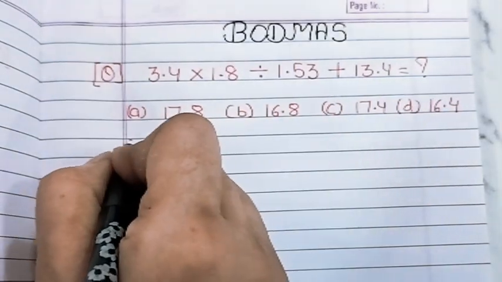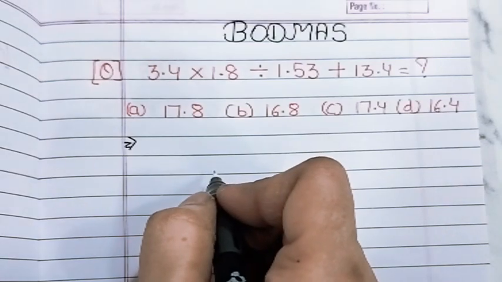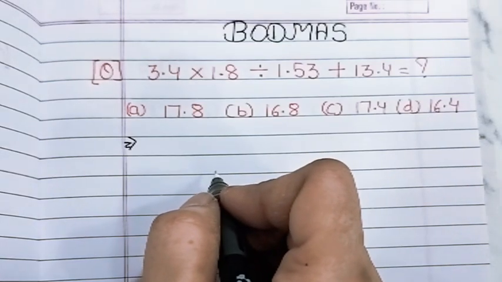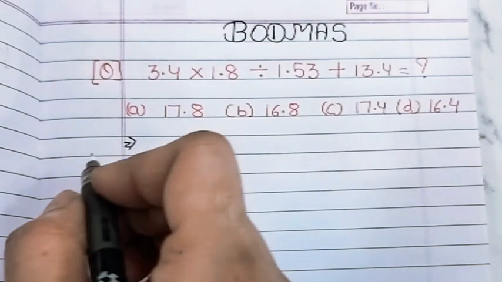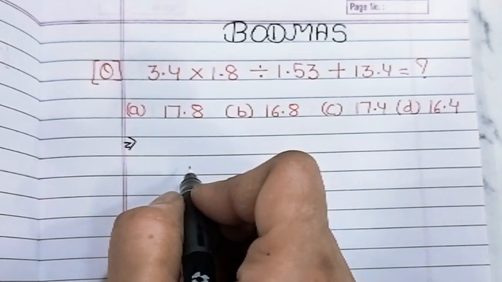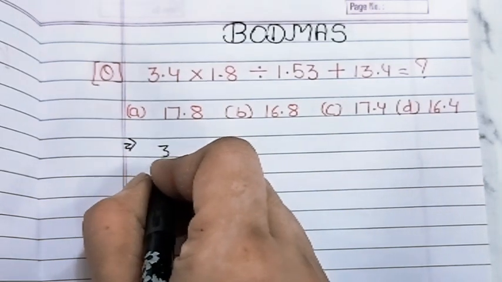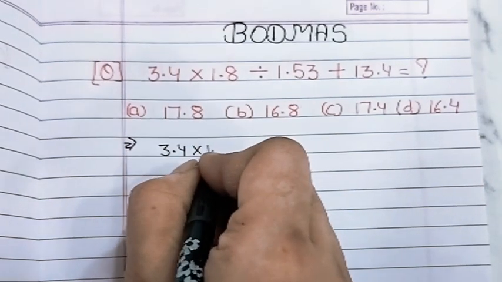So we'll just break it down by step solution. Multiplication and division, step 1. We have to move left to right. First perform the multiplication and division in the order they appear. So there is 3.4 multiplied by 1.8.